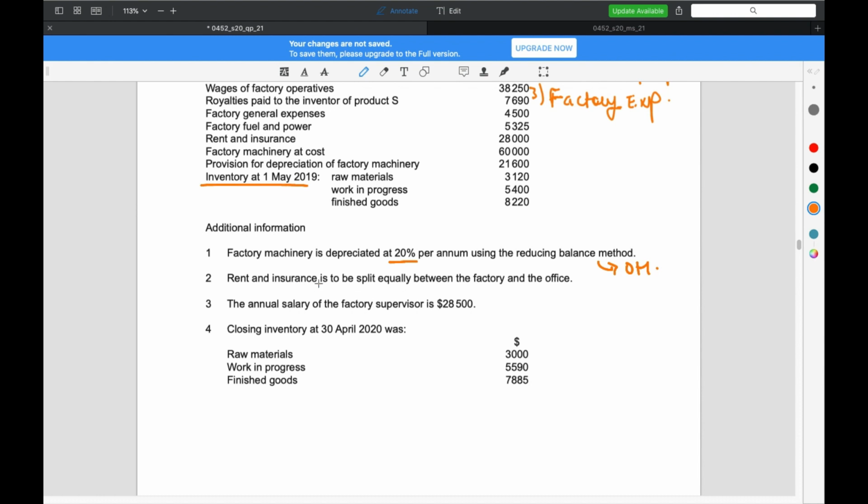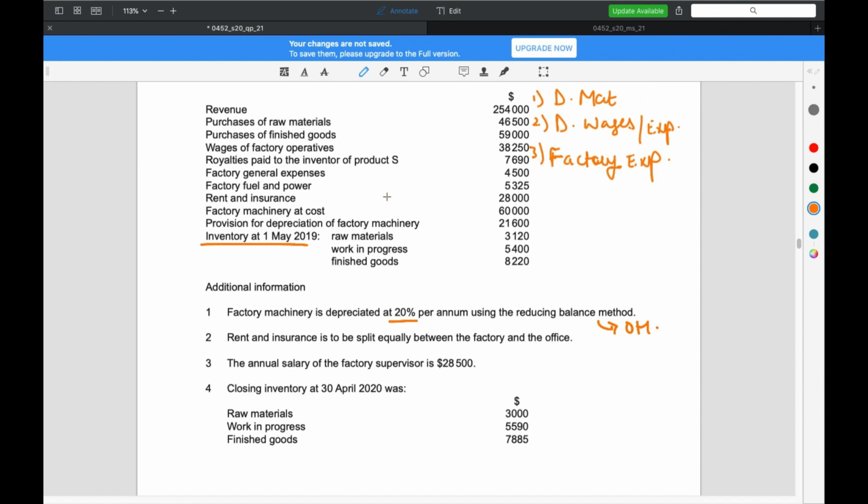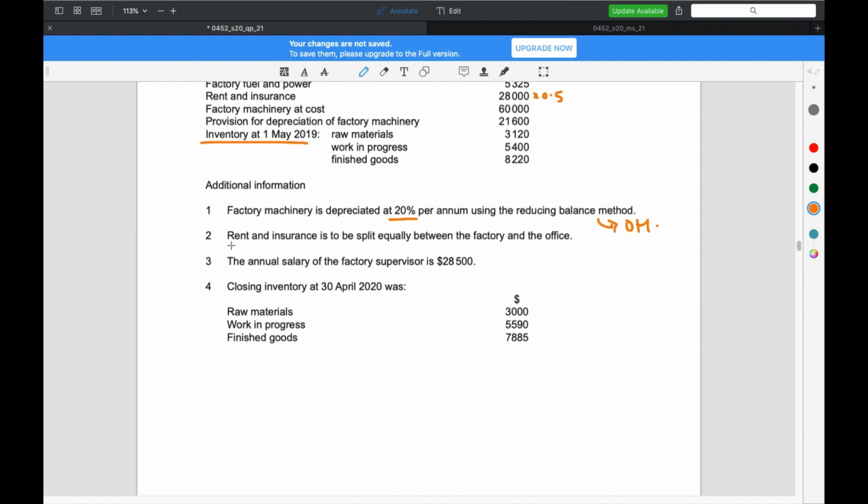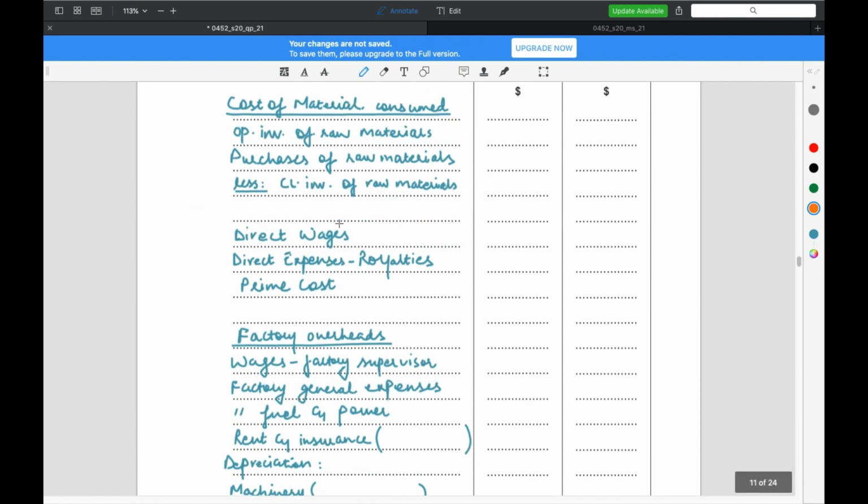All right. Rent and insurance is to be split equally between the factory and the office. So 50% of the rent and insurance is actually going to be on the manufacturing account. So that is done as well. The annual salary of the factory supervisor is 28,500. So that is going to come on the factory overheads as well. Alright, so all three of these are going to be on the factory overheads or the factory expenses section of the manufacturing account, and then he's giving you the closing inventory for the raw materials, the work in progress, and the finished goods. So let's just start writing things down.